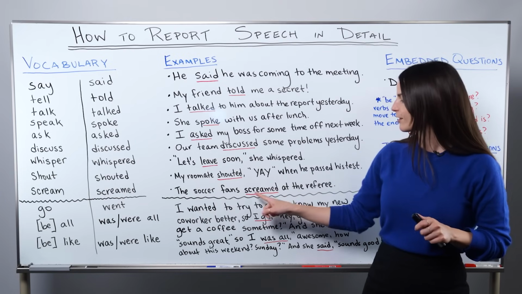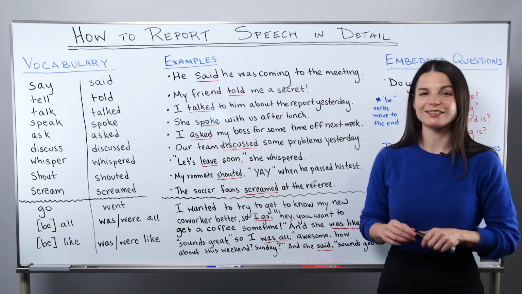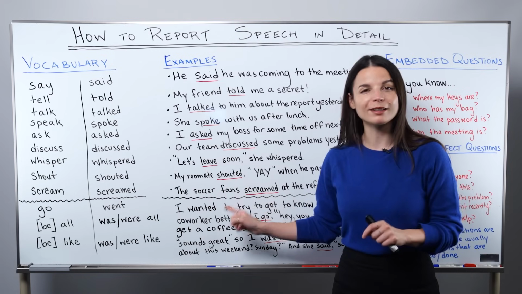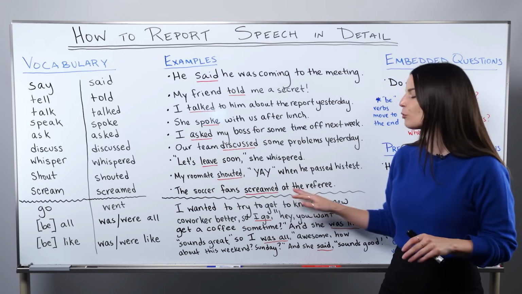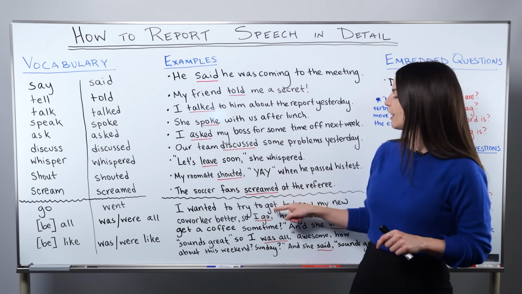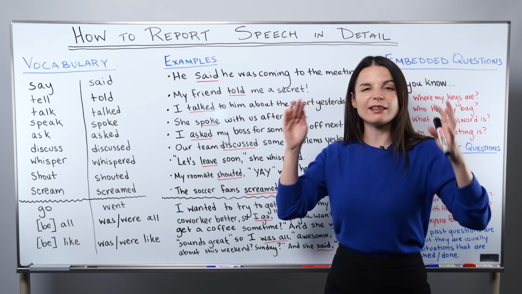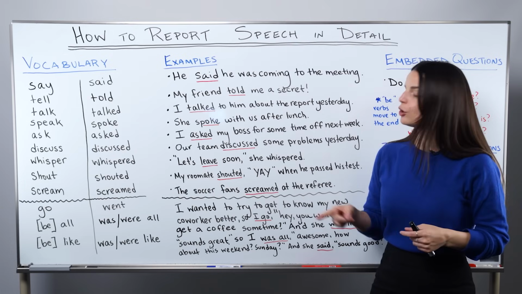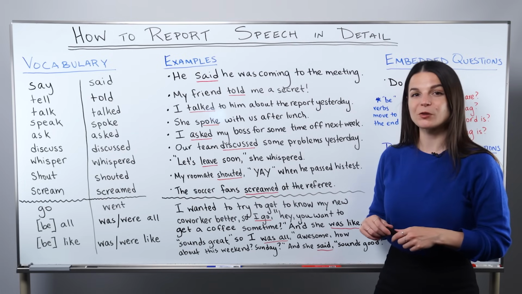Okay, so let's look at the example sentence. The soccer fans screamed at the referee. Okay, so in this situation, the soccer fans were really, really angry or maybe really, really shocked about the game. So they screamed at the referee. So this shows that they use this really angry, high-level, explosive way to communicate at the referee.